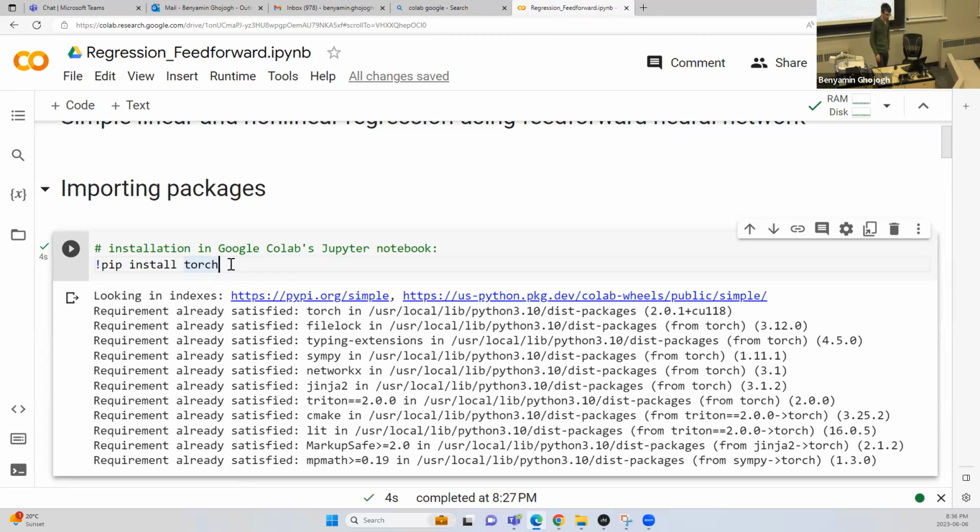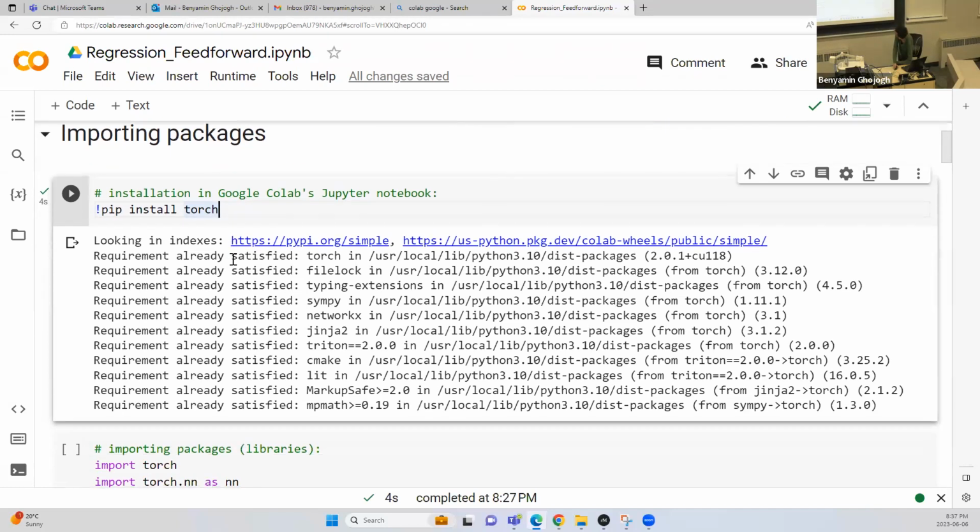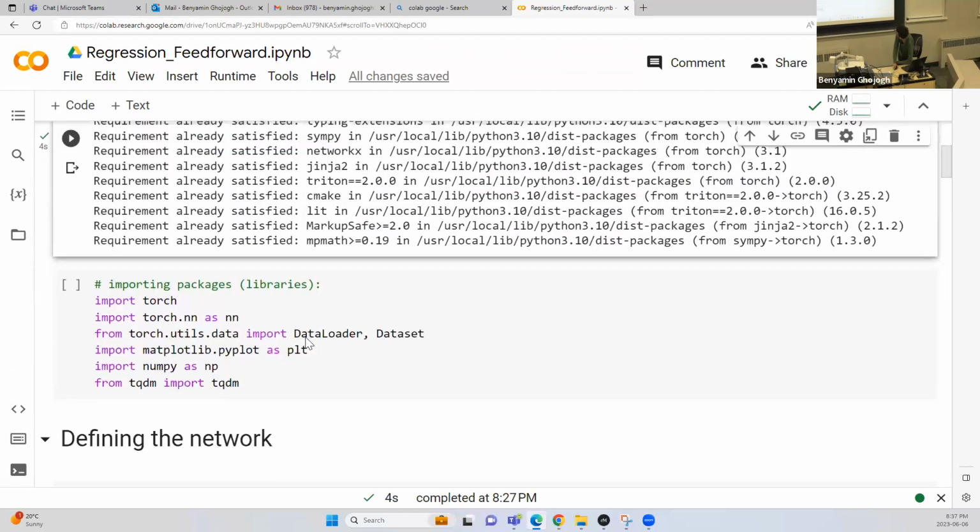In Google Colab, when I want to install things, for example, I want to install Torch. In a regular computer, I should say pip install torch. But in Google Colab, I need to have this sign at the start. What is this sign called? Exclamation mark. !pip install torch. So I need to do that. Then it is installing that.